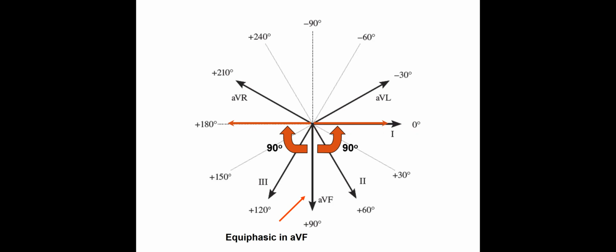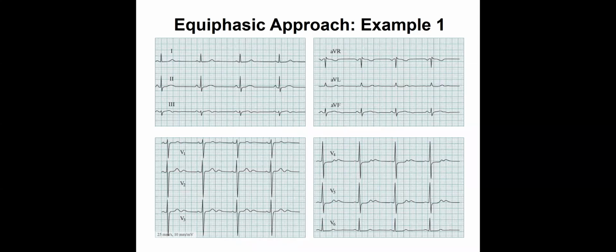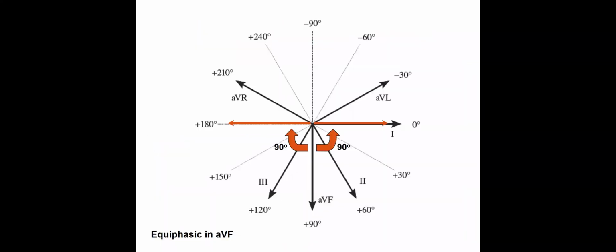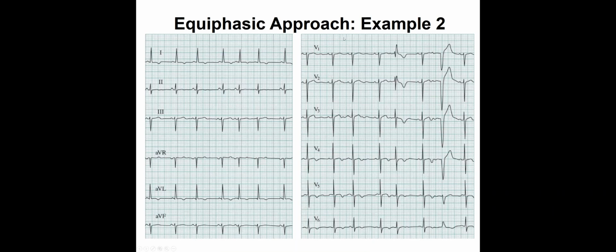Let's go back and look at lead number 1. Is it positive? Yes, it's positive. Okay, go back. So which one? All right, so this is how we can estimate or calculate the axis.